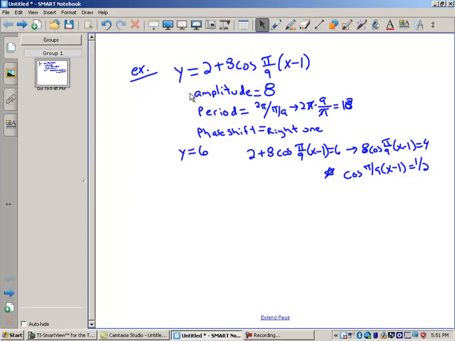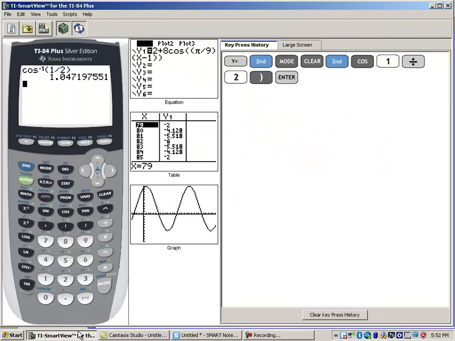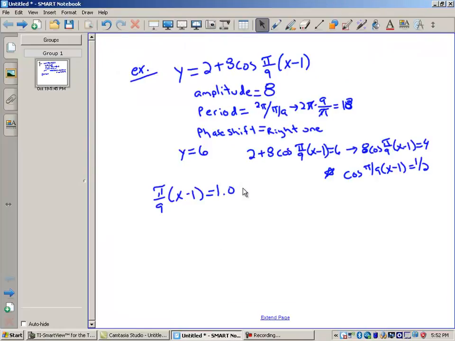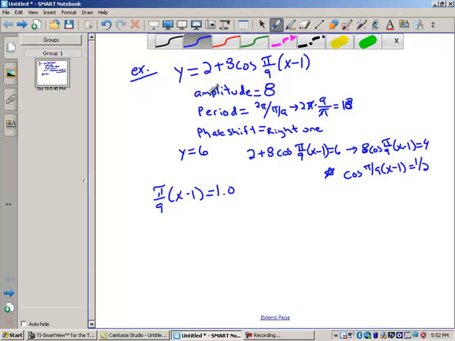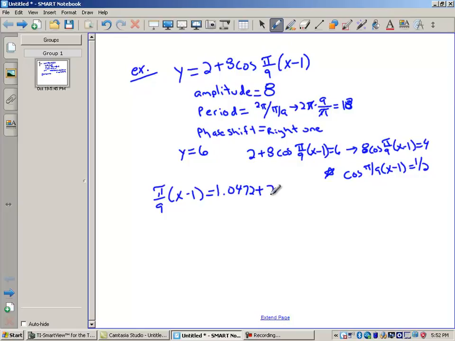So I'm going to have pi over 9 times x minus 1 equals 1.0472. And then after you do this, you have to write plus 2 pi n. And then we're going to have another equation over here, which is going to be pi over 9 times x minus 1 equals the negative of that.